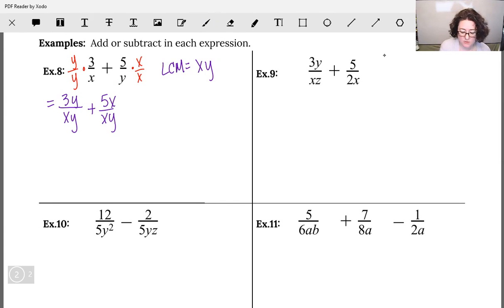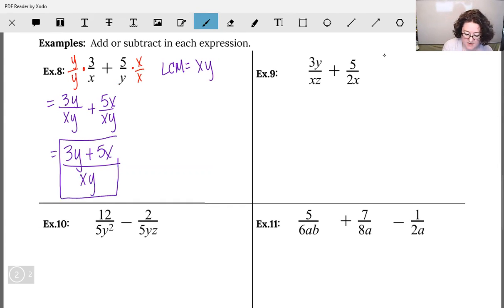Now I can add my numerators. So my final answer is going to be 3y plus 5x. I can't do anything to combine those, so I'm just going to leave that. My common denominator was xy, and that is my simplified answer for adding my two fractions. Again, doesn't look quite as pretty. We do have some more complicated terms, but we now only have one rational expression, one fraction.